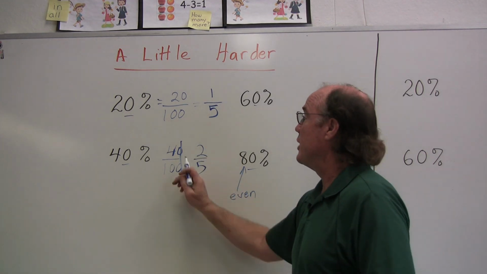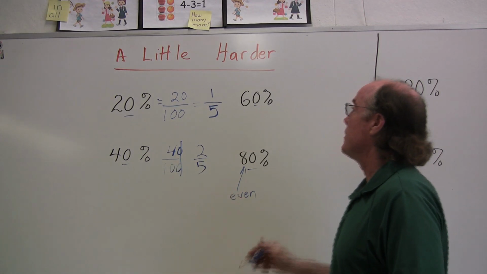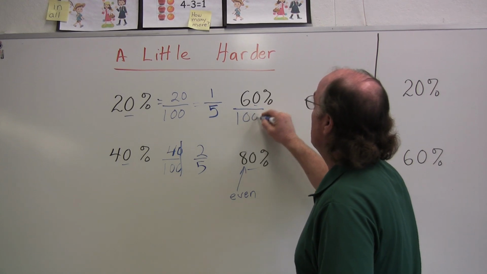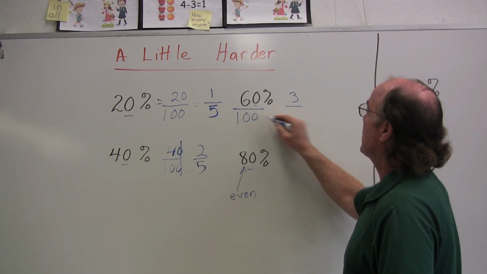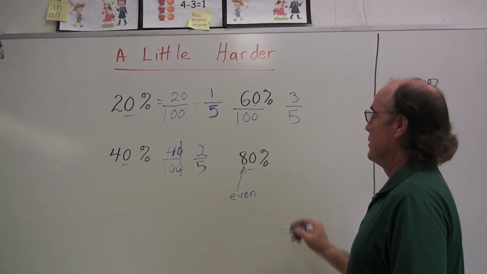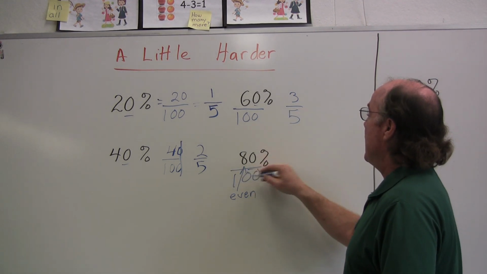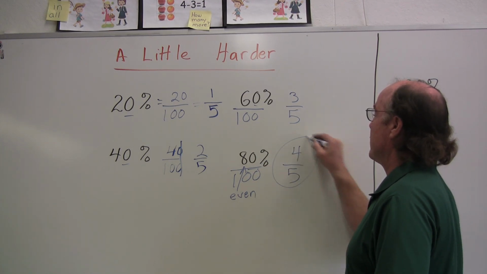Or you could just say 20 goes into here twice, 20 goes into here 5 times. 60. And if you want to do this, you can do that too. 20 goes into here 3, 20 goes into there 5. 80 over 100 is 4 20s over 5 20s.